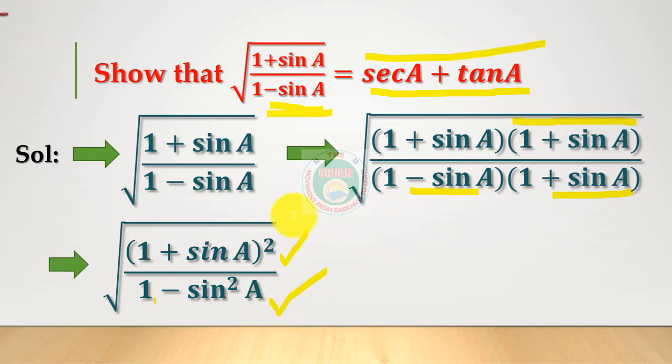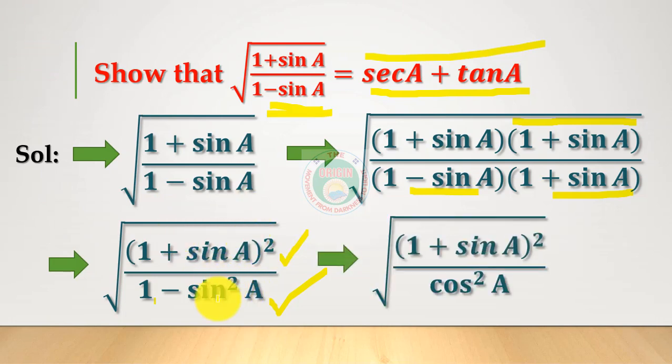Now, observe the next step. 1 minus sin square A is what? In the previous problem, you already know that cos square A equals 1 minus sin square A, or sin square A equals 1 minus cos square A. So here 1 minus sin square A is cos square A. Replace that 1 minus sin square A by cos square A.